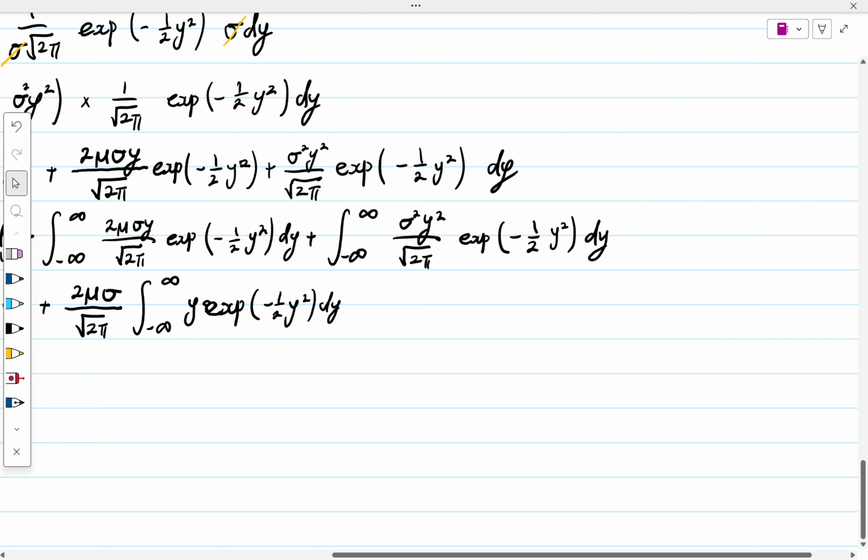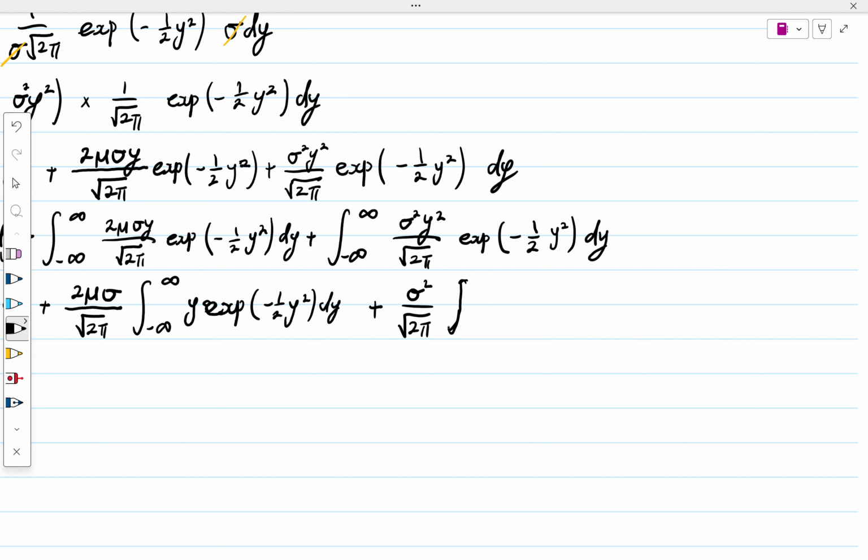And then finally, in our last expression here, sigma squared and square root 2 pi are independent of what we're integrating with respect to. So we can take them out the front of the integral here, negative infinity to infinity of y squared exp negative a half y squared dy. So far, so good.